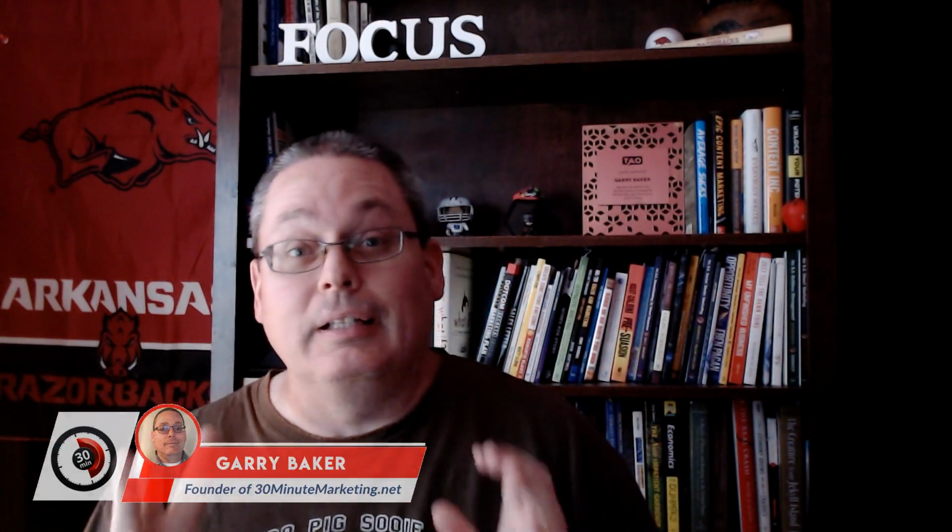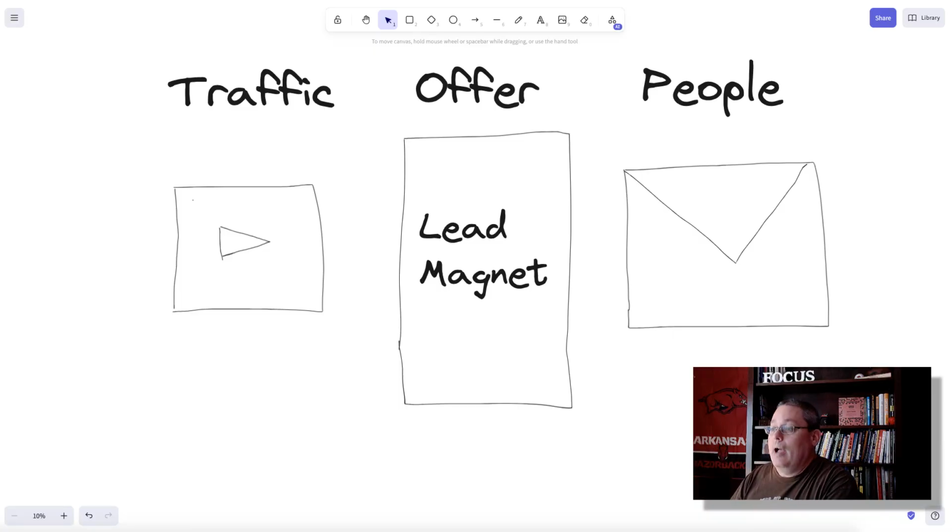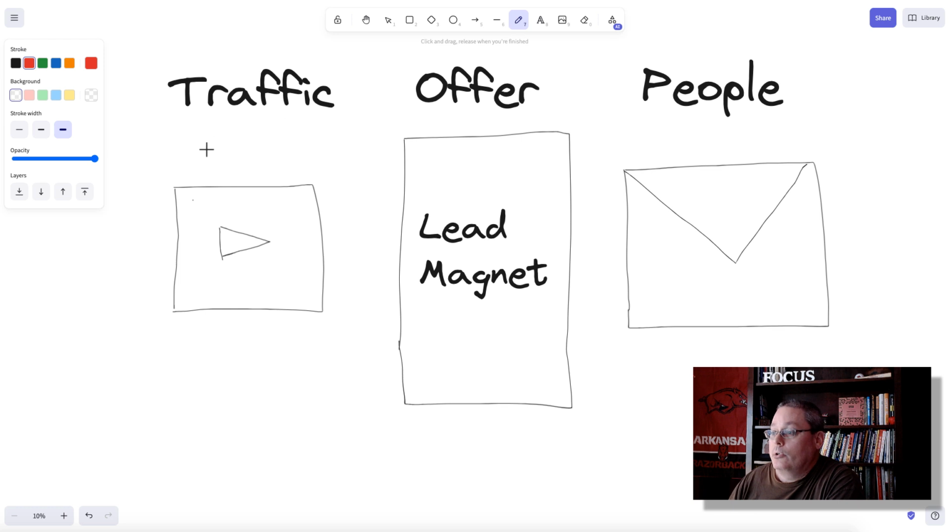Following my top strategy of traffic, offer, people to build a lead magnet funnel with Systeme, we're going to simplify this by starting off with this diagram and understanding that we are going to start with traffic. You've got to have traffic to get people over to your offer. And then what you want to do is simplify. You want to use a simple tool to create a lead magnet to ultimately add people to an email list.